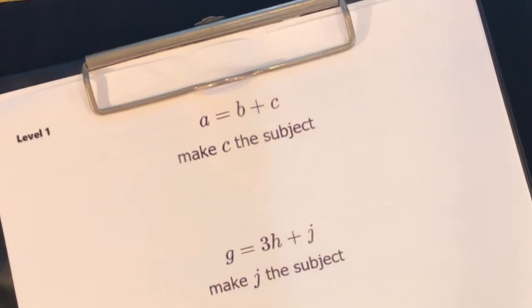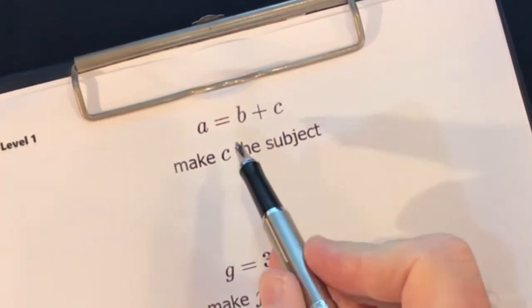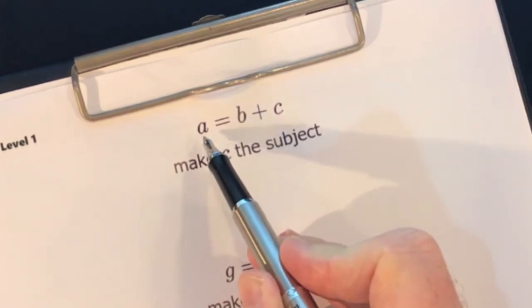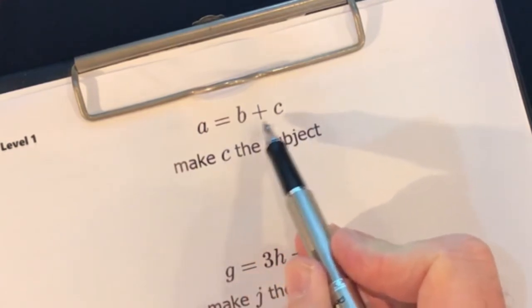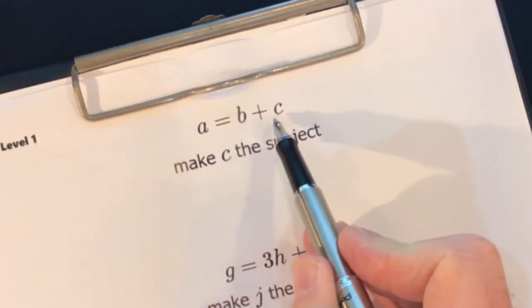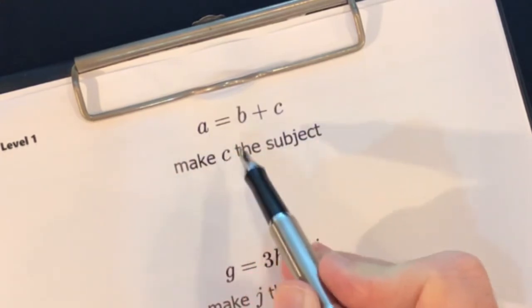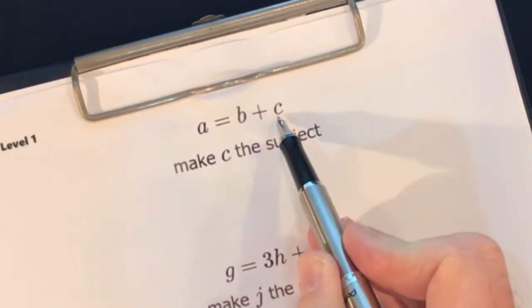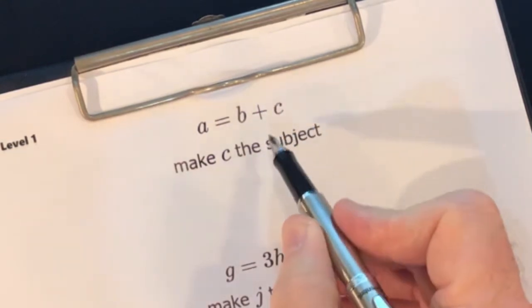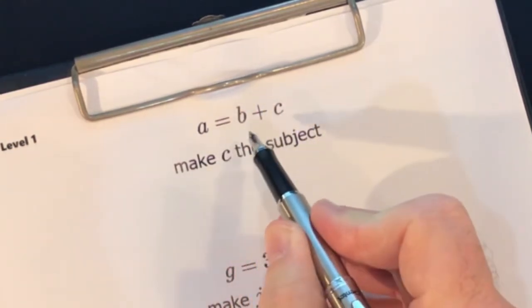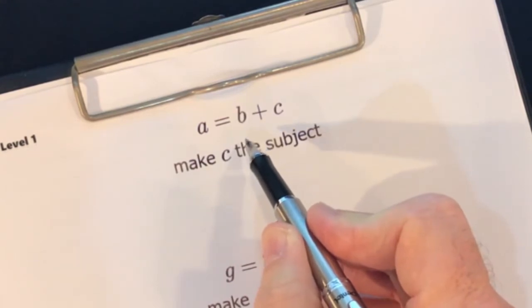So what does the subject mean? Well, the subject in this case is A, because A is by itself on the left hand side of the equation, and on the right is some sort of expression showing perhaps how you would work out A. So this question says make C the subject. So what we would do is, to keep the equation balanced, we would do the same thing to both sides.